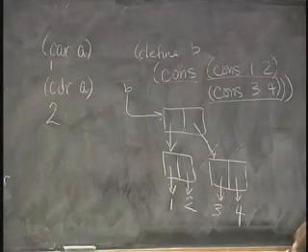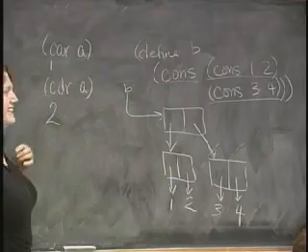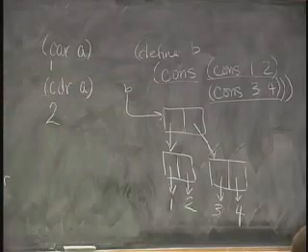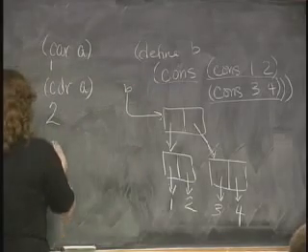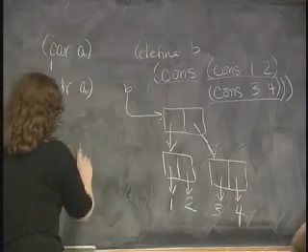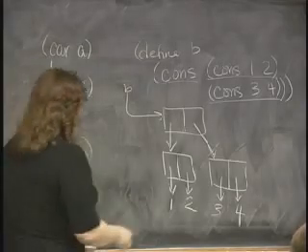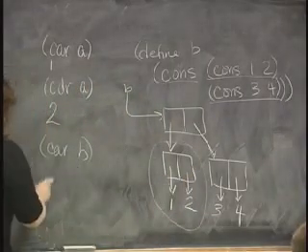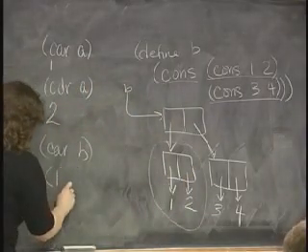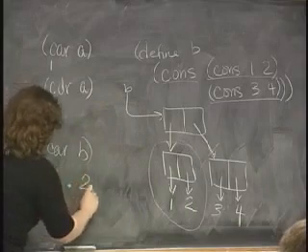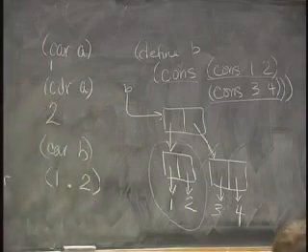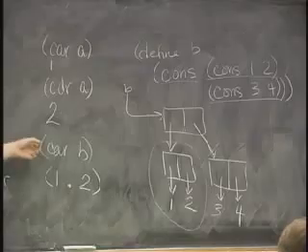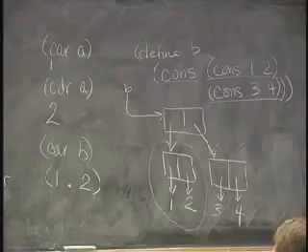What's the car of B? Well, it's this here. The way that Scheme prints a pair is 1 dot 2. So when you ask for the value here, the value it will return is (1 . 2) in parentheses.